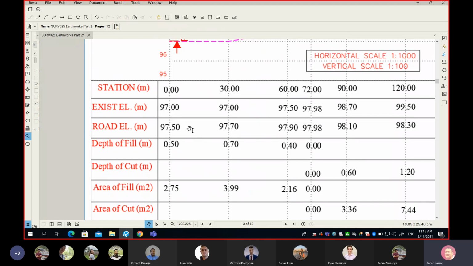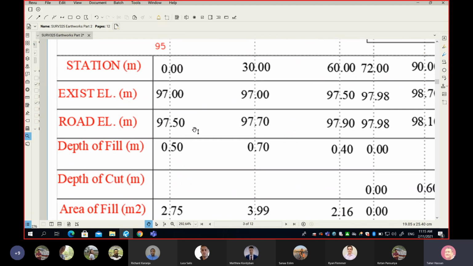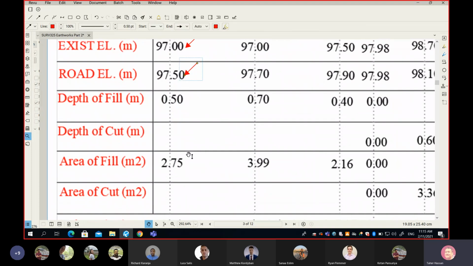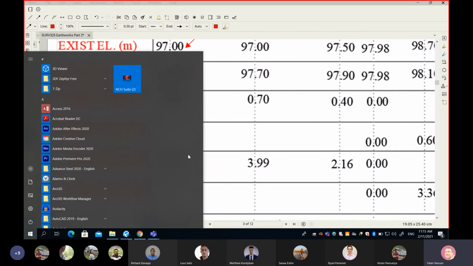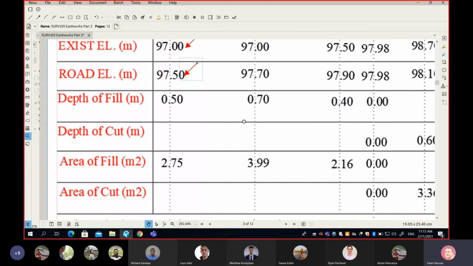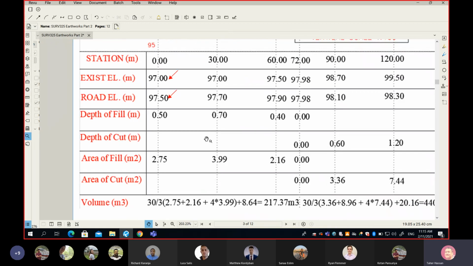So we don't use sine or cosine, it's very simple. We want to go ahead and subtract the road elevation. Look at this. So the existing ground is 97 and the road elevation is 97.5. This means my road is above and we have a depth of fill of 0.5. So you subtract 97.5 minus 97. So you get 0.5.